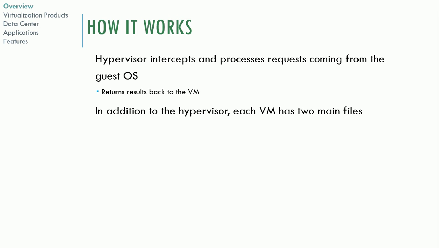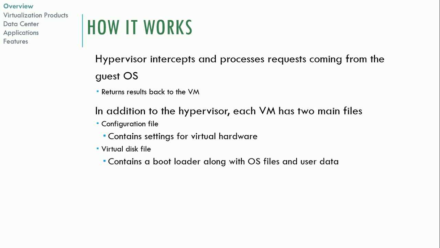So in addition to the hypervisor, each VM has two main files. It'll have a configuration file, which has all the settings for the virtual hardware, and it will have a virtual disk, which is the actual hard drive for that virtual machine. So it'll contain the operating system image, all of the data, and so forth. Sometimes you can have many disks, not necessarily just one disk file. And they can also be on SANs and things like that, on network drives. And we'll talk about those things later when we talk about enterprise virtualization.